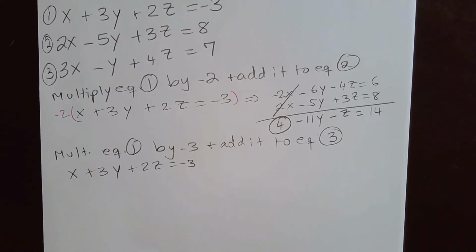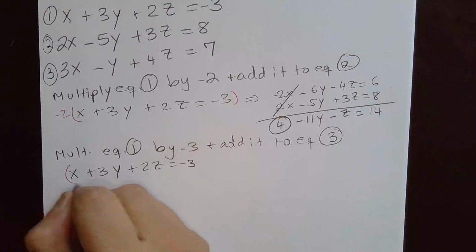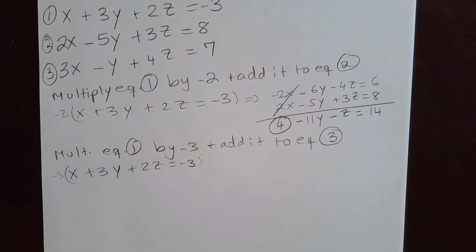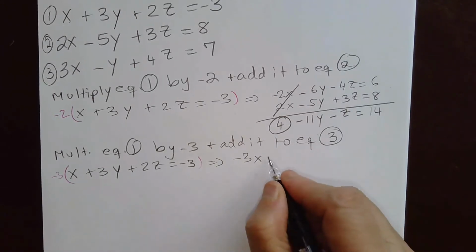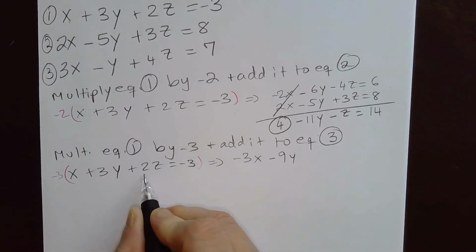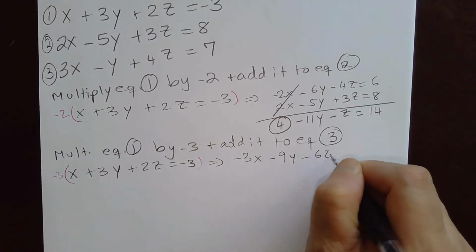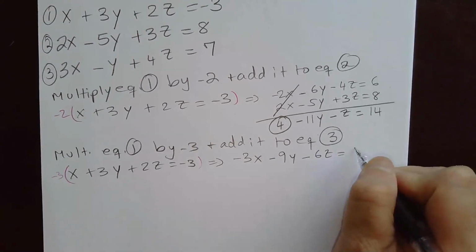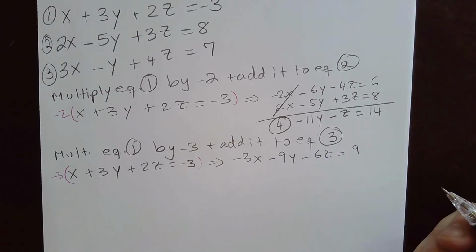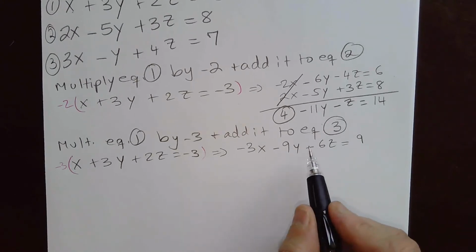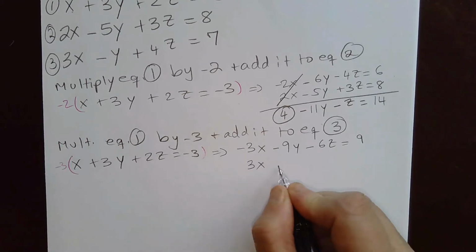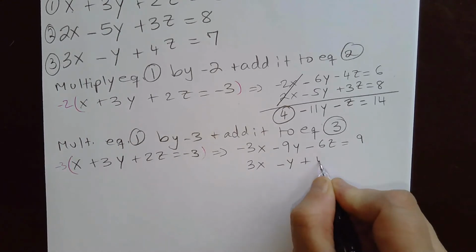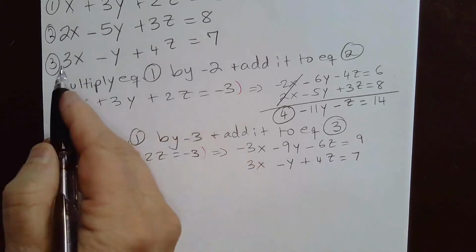If I were to multiply this by -3, we would get -3 times x is -3x, -3 times 3y is -9y, -3 times 2z is -6z, equal to -3 times -3, which is 9. So this is equation 1 multiplied by -3. Now we add it to equation 3, that's 3x minus y plus 4z equal to 7. Here's equation 3 right here.